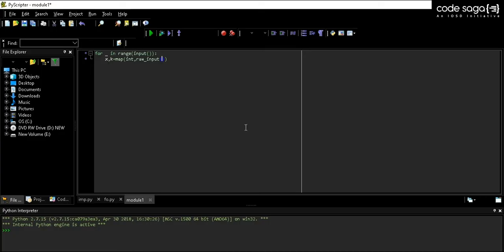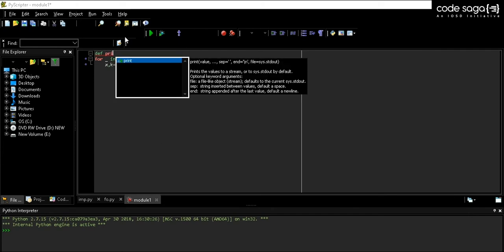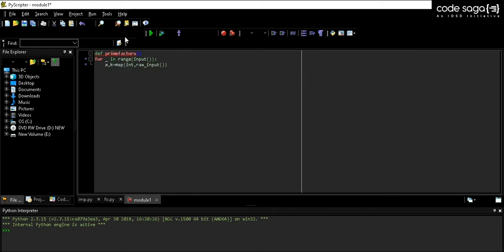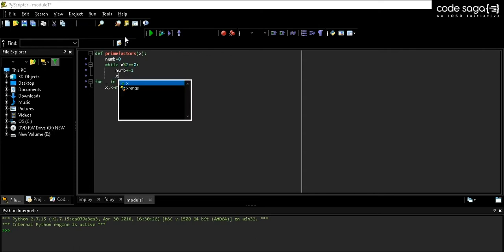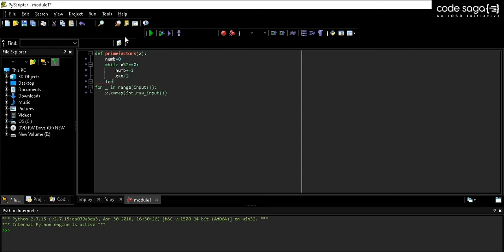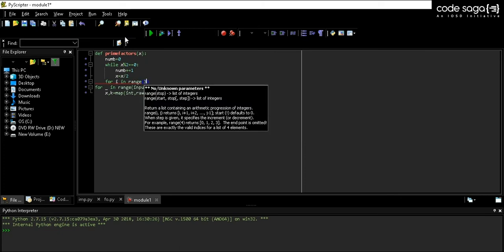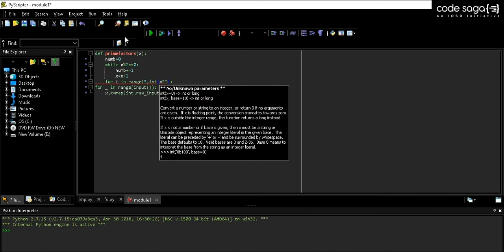So now we'll make a function that will calculate the number of prime factors a number has. So how we'll do that is we'll initialize num equal to 0, that is the number of prime factors, and while x modulo 2 equal to 0, we'll add num plus equal to 1, x equal to x by 2. Then we'll run a for loop from 3 to the square root of x, which is x raised to the power 0.5.